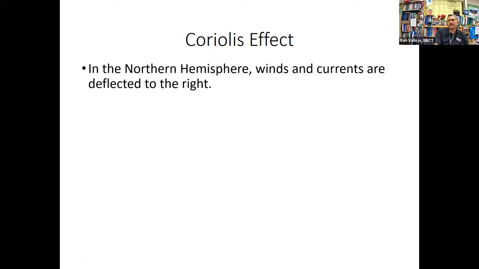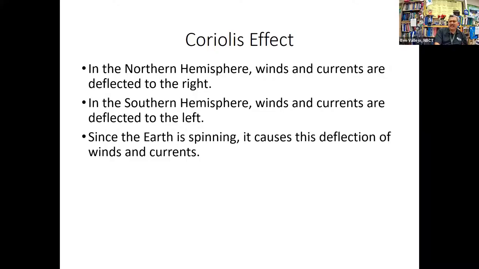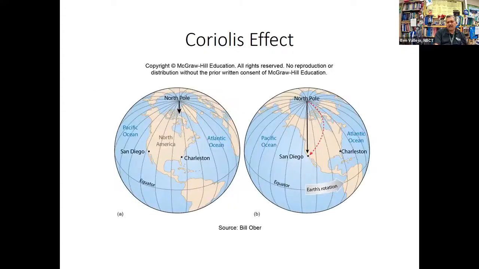And so in the northern hemisphere, those winds and currents are deflected to the right, and it's opposite in the southern hemisphere. In Australia, winds and currents are deflected to the left. And since the Earth is spinning all the time, it causes this deflection of currents. And you see the main gyres in the ocean, especially when you take a look at the surface rotation patterns of the Pacific Ocean.